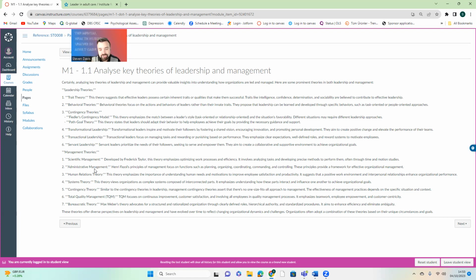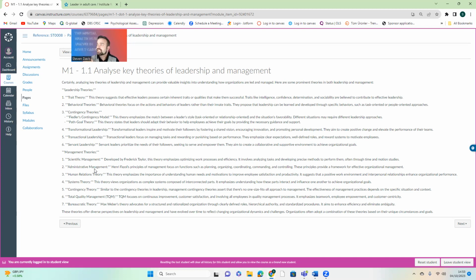Transactional leadership, though, focuses on managing tasks. This is looking at a set of KPIs, key performance indicators, and it's a real emphasis on managing tasks. So this is more of a management style than a leadership style. But I think transformational leaders are definitely leaders.